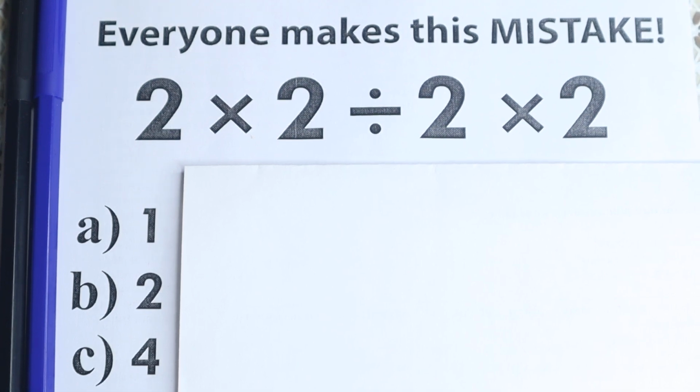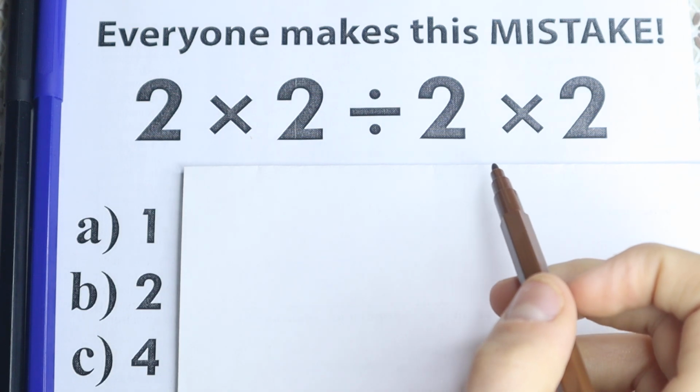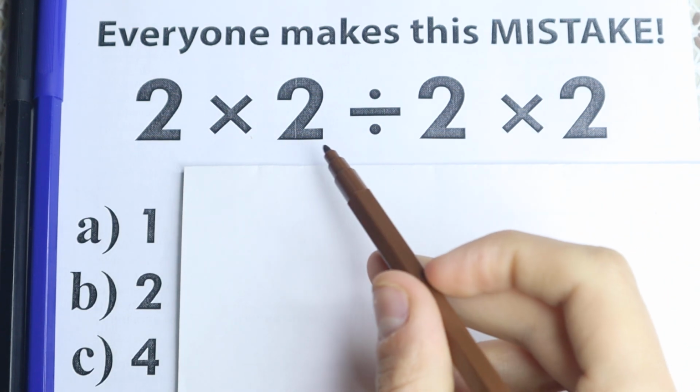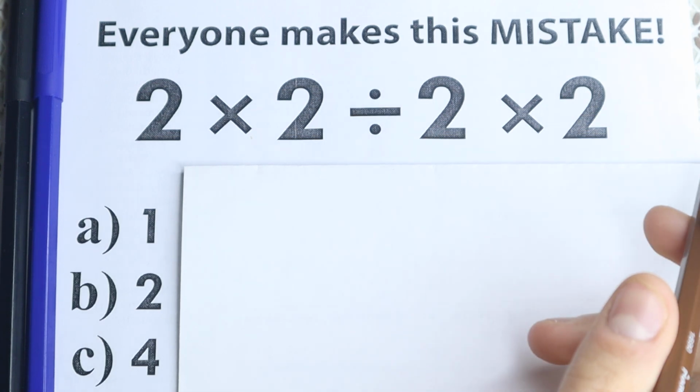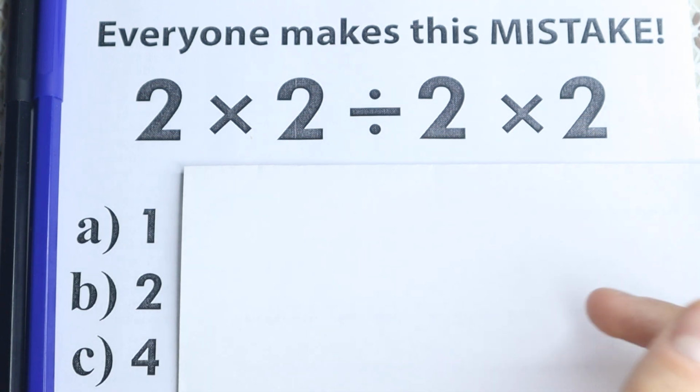Okay, really interesting question today. We have 2 times 2 divided by 2 and times 2. On the first side, this is a very easy question, we have only 2s, multiplication and division; we all know these operations from the 3rd grade, I guess, yeah? But what about the correct answer?